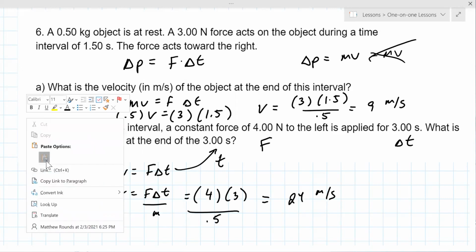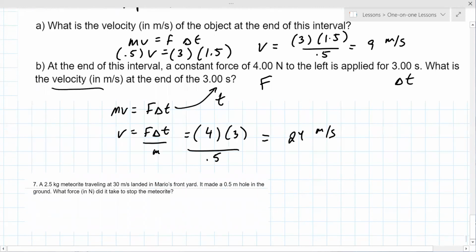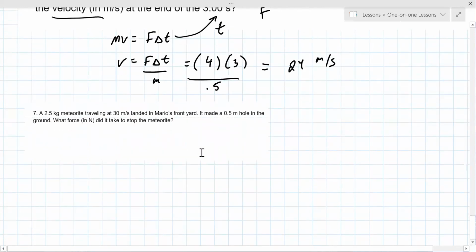All right, posting it now. Next, we got the multiple choice ones. A 2.5 kilogram meteorite traveling at 30 meters per second. So they give you the mass, they give you the velocity, and it made a 0.5 meter hole in the ground. What force in newtons did it take to stop the meteorite?